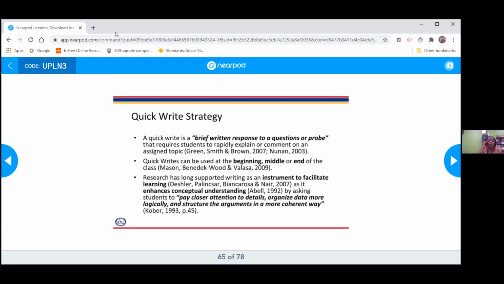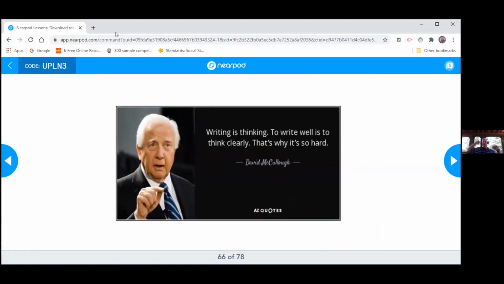So I want you to think about the quote, right? Well, real quick, before you go on to the quote, the quick write is a great one-day strategy. You take one document, you then write about it. Good. I'm taking notes while he's talking. Right. So writing is thinking. To write well is to think clearly. That's why it's so hard. And I'm just thinking about our ELA teachers, how we're trying to get social studies and ELA to work together. This is a great strategy that they can use because they're writing.